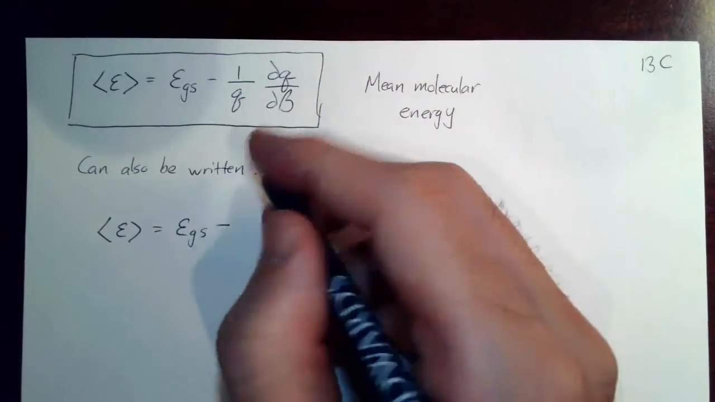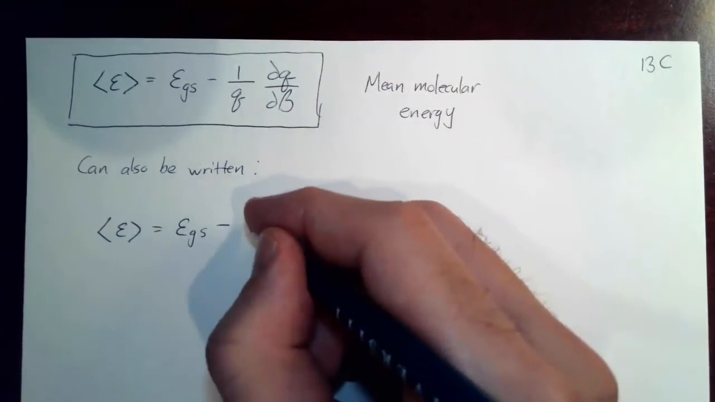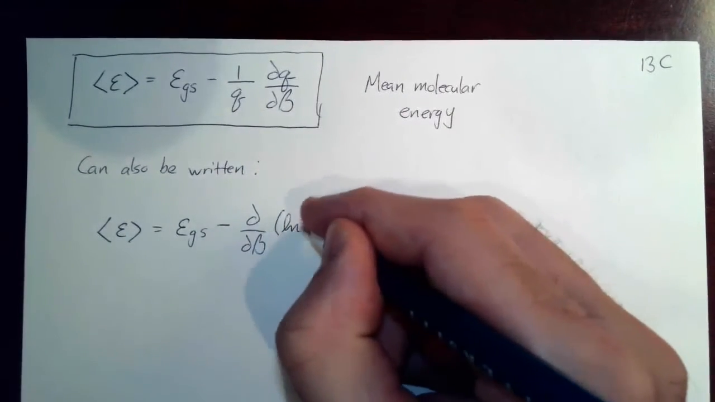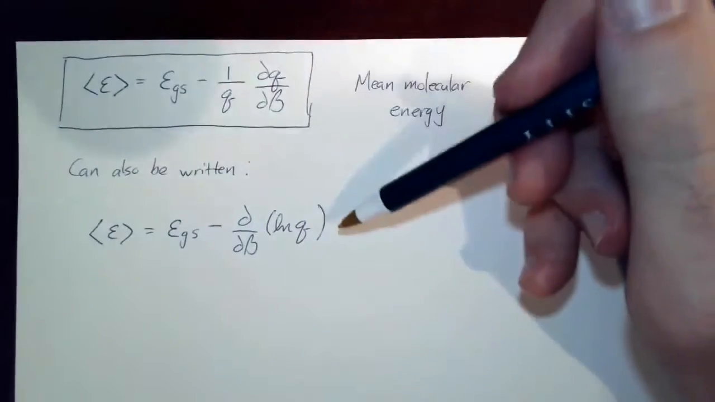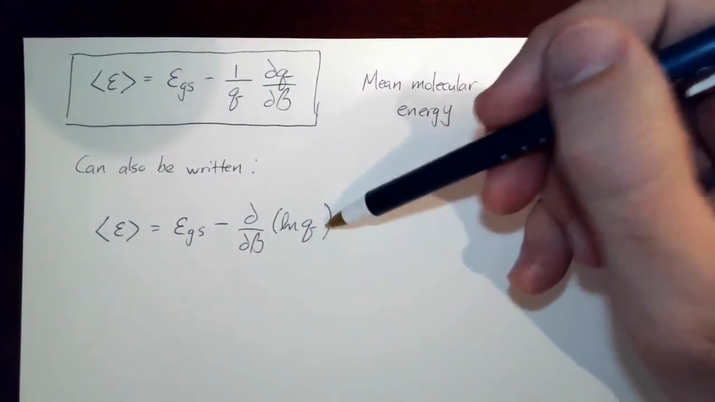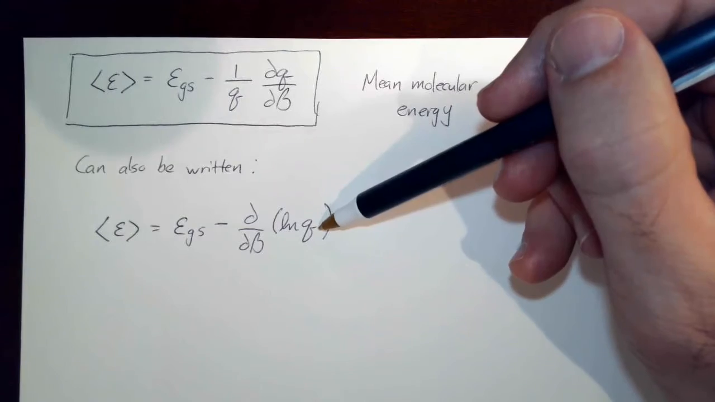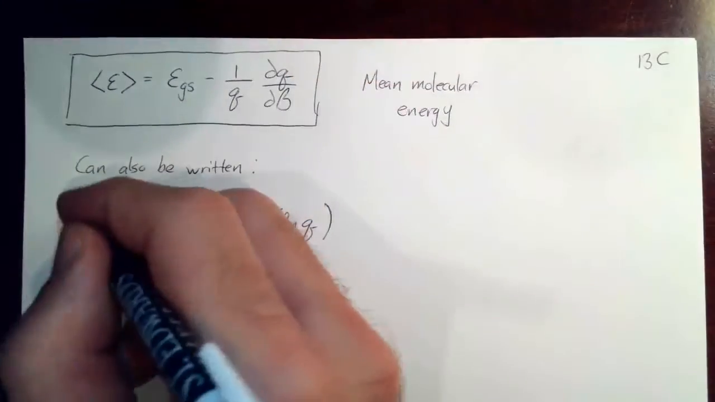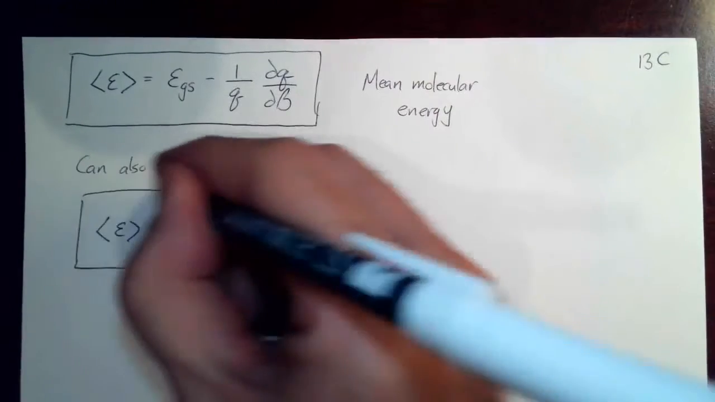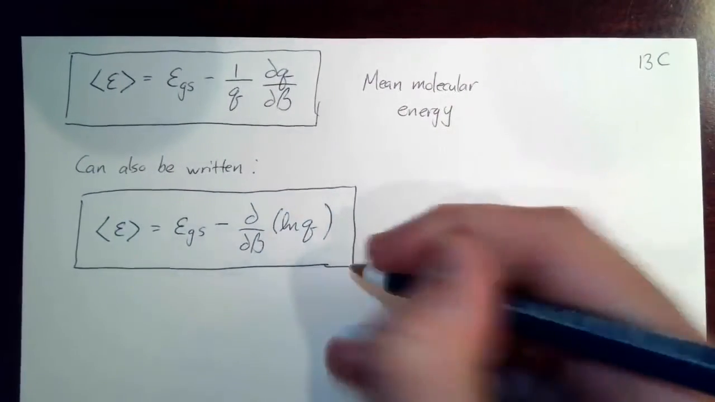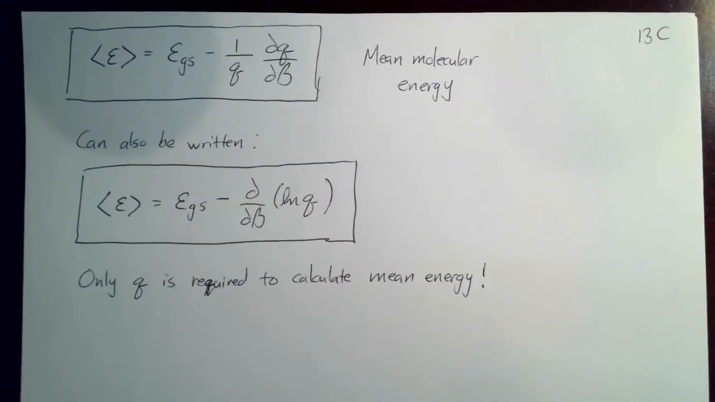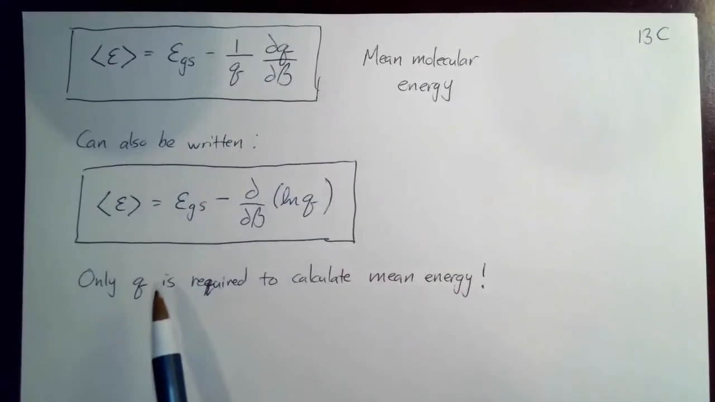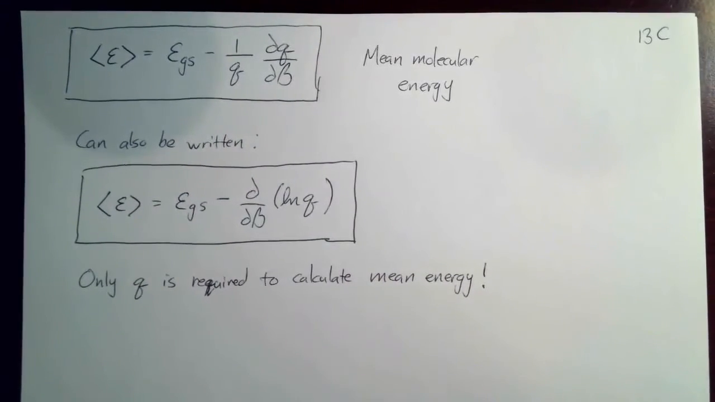So another way of writing this is by expressing this derivative as just the derivative with respect to beta of the natural log of q. Because when we take this derivative, we're going to get 1 over q times, chain rule, times the derivative of q. Okay, so this is the same formula. It's written in a slightly different form. So this is pretty cool. If we know q, that's all we need to know to calculate the mean energy.